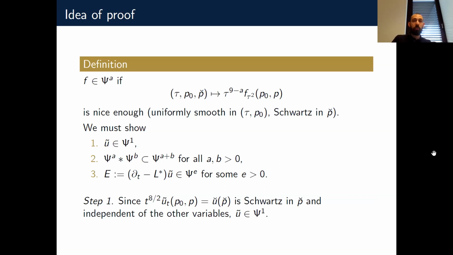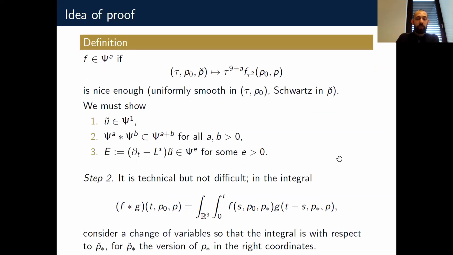Okay, so as usual, I want to show the three properties, and this time I'm going to give you an idea of how it works. So my u tilde in the right coordinates, I told you, was just a function that depends only on p check, and it is Schwarz in p check. So this function right here is basically u check, and it is well behaved, so that's all good.